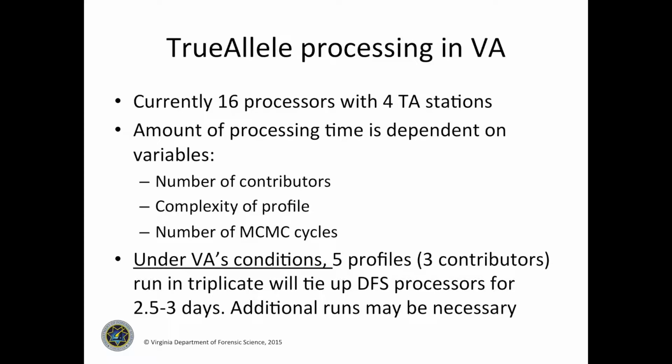So I do want to emphasize again that under Virginia's conditions, if we were to upload 5 profiles that were all 3 contributor profiles, run in triplicate, if we were to upload those on a Monday, it would be either Wednesday afternoon or Thursday until we could review those results. Additional runs, of course, might also be necessary. So under these conditions, again, 3 to 5 cases could tie up our resources for about half a week before any additional runs may be necessary. References and positive controls really take negligible processing time.